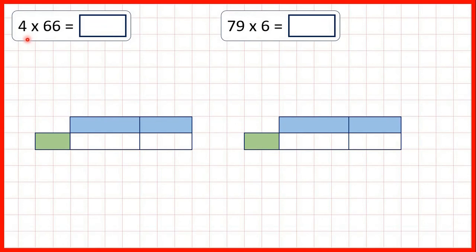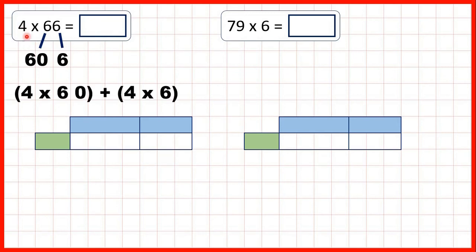Now, let's multiply a single-digit number and a 2-digit number using the grid method. First, we have 4 times 66. What we need to do is partition our 2-digit number into tens and ones. So this 6 stands for 60 and this 6 stands for 6. So what we can do is multiply 4 by 60, then multiply 4 by 6, and then add up our answers. So we can write our single-digit number on the left of our grid and our partitioned number, so 60 and 6, on top.